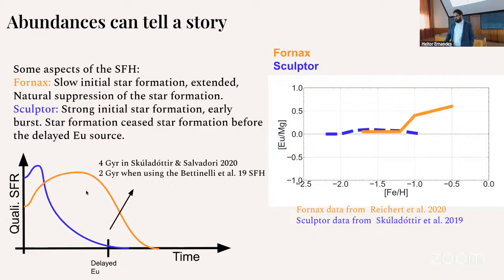That's okay. While in Sculptor, we see basically the same behavior. So okay, it doesn't matter the star formation rate in the very beginning, we have europium and Mg. So the expectation of a fast source to add europium works in the very beginning. It's not star formation rate dependent. So maybe it's the first source.